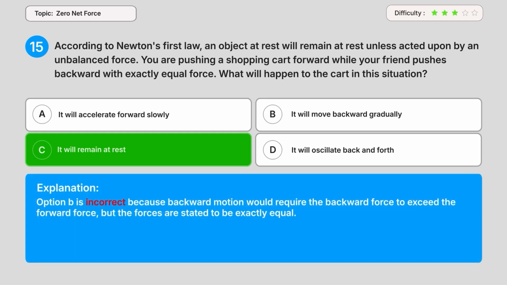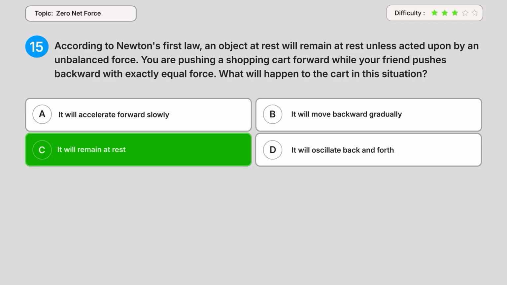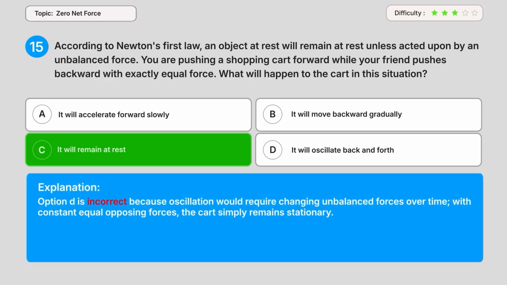Option B is incorrect because backward motion would require the backward force to exceed the forward force, but the forces are stated to be exactly equal. Option D is incorrect because oscillation would require changing unbalanced forces over time. With constant equal opposing forces, the cart simply remains stationary.